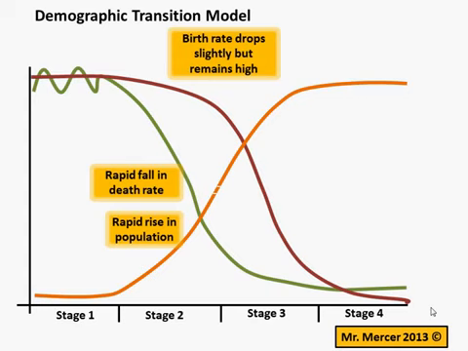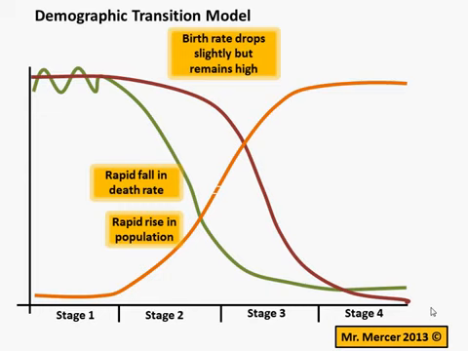Let's start off with the rapid rise in population. Well, that's taken place because of the rapid fall in the death rate. The difference between the death rate and the birth rate means there is a very high rate of natural increase. Essentially, there are fewer people dying and still very high numbers of people being born, so the population increases.